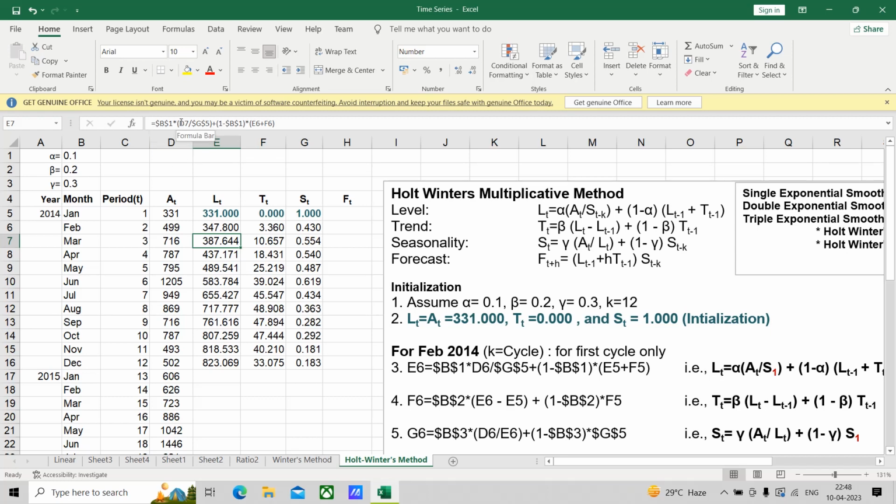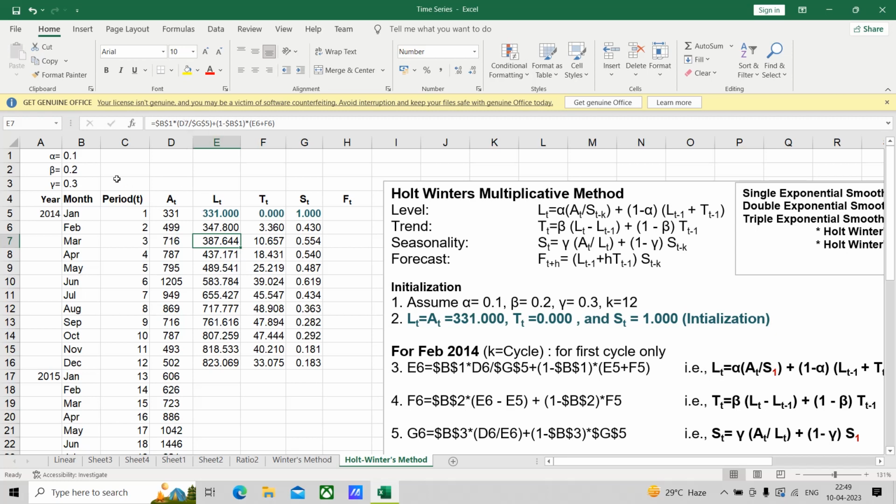In relative addressing, the value will be automatically changed. If we copy this formula here, D6 denotes this 80, and if we copy this formula in March at this place, then this relative value will be automatically changed from D6 to D7. So this is the beauty of relative addressing.